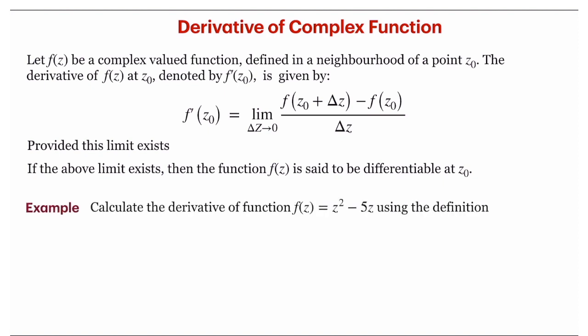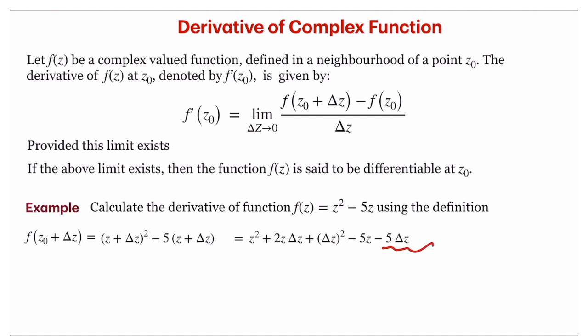Let's take a simple example. The function f of z equal to z squared minus 5z, using the definition or the first principle. f of z plus delta z is equal to (z plus delta z) squared minus 5 (z plus delta z). So you can simplify this entire expression to be z squared plus 2z delta z plus delta z squared minus 5z minus 5 delta z. Now we need to subtract f of z from this.